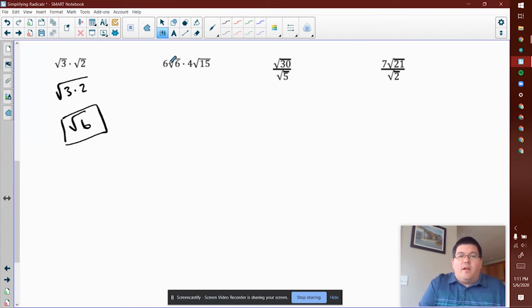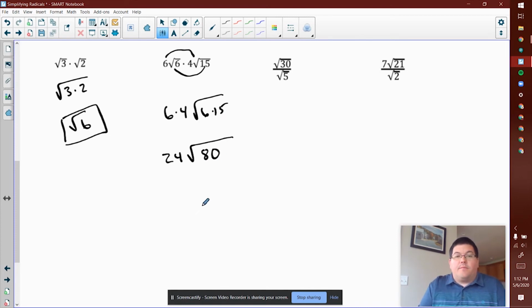Similarly here, just like we did when multiplying variables with coefficients, we multiply coefficient with coefficient, and radical with radical. So 6 times 4, 6 times 15. The coefficients multiply out here, and the things inside the radical multiply here. 24, and then this would be 80.